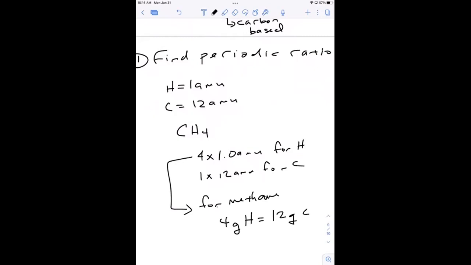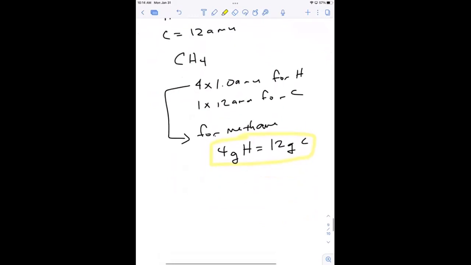So anytime you find a sample of methane, this is going to be the ratio by mass of hydrogen to carbon. Once we find that out, we can interconvert, because now we can use that as a conversion factor. So now let's go to the second phase of this solution, solving this problem. Use it as a conversion factor.